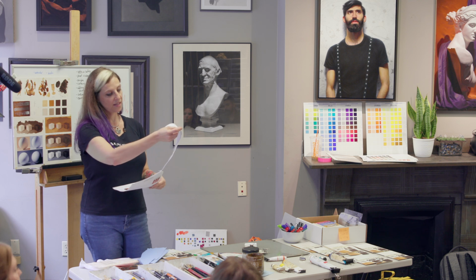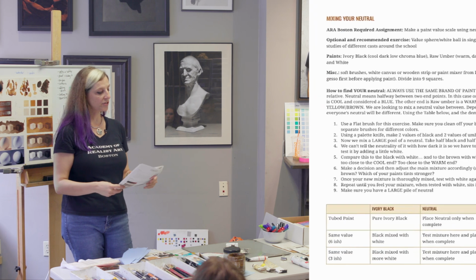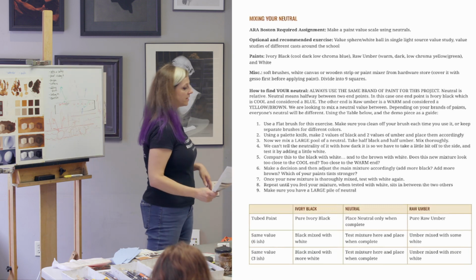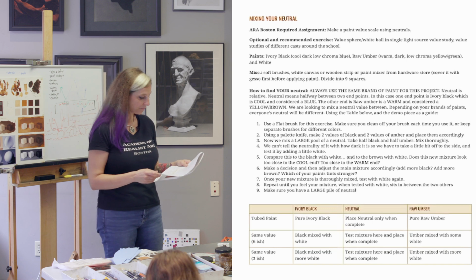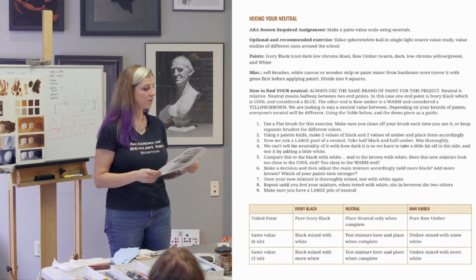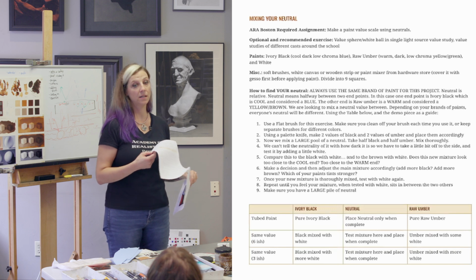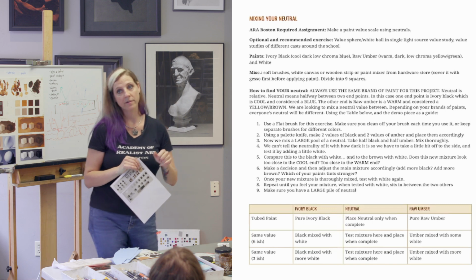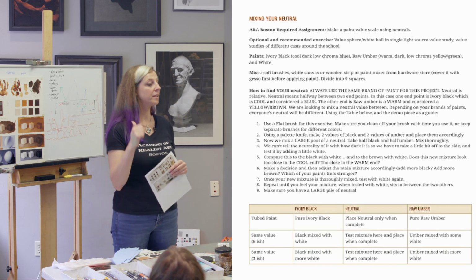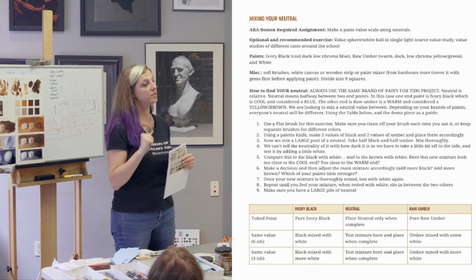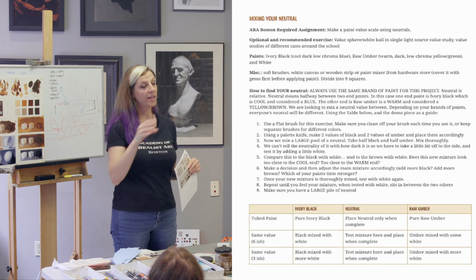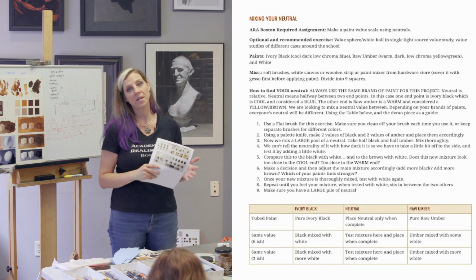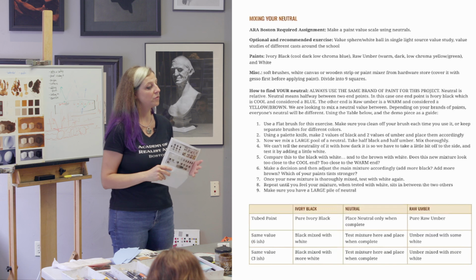Okay, and then the last exercise is mixing the neutral. This is mostly for our ARA Boston students, and it's something we can also walk through with you in class in person. We have people work in grisaille for their first painting, so that means it's just a neutral value, white, and a string of values in between. So the question is, how do you mix the neutral value? How do you get to a neutral value?